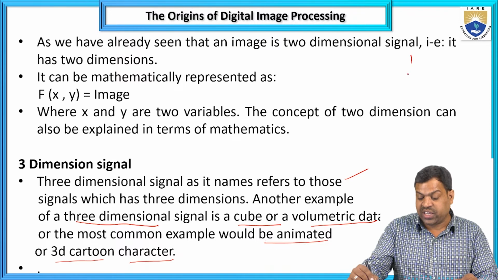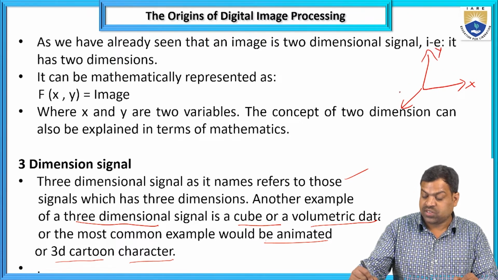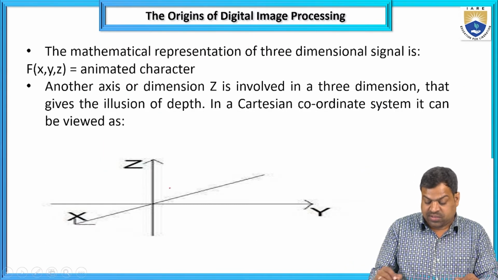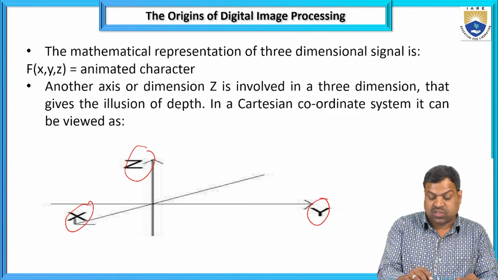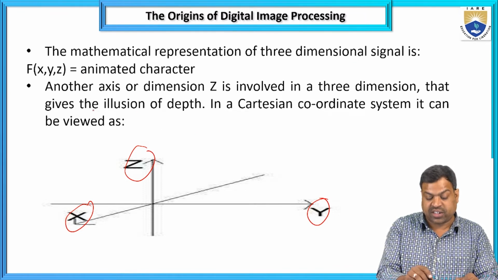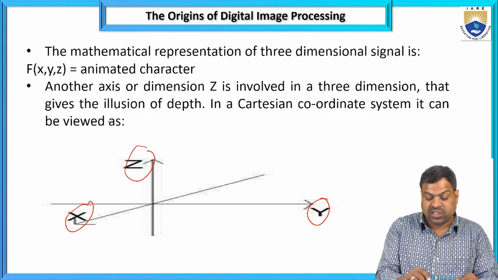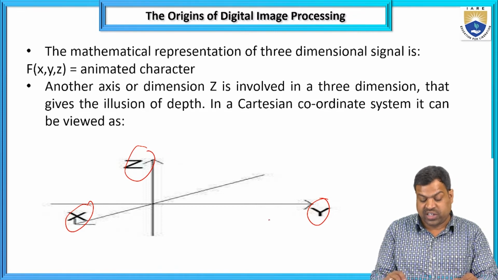For this purpose we take three dimensions, x, y and z: the x-axis, y-axis and z-axis. So the mathematical representation of a three-dimensional signal is f of x comma y comma z equal to animated character. Another axis, the dimension z, is involved in three dimensions, which gives the illustration of depth in a cartoonist's coordinate system. It can be viewed as x, y, z.